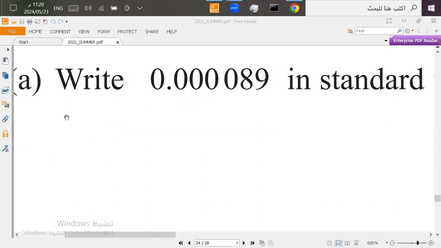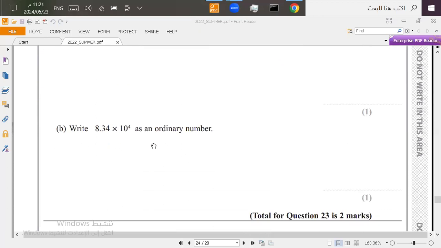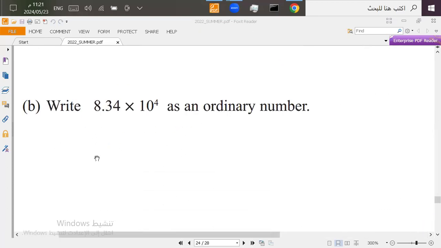Here. Write this as an ordinary number. Ordinary number means a number that doesn't have a 10 with a power. Just multiply it and you'll get it in the calculator. So 8.34 times 10 to the power of 4. And the answer is 834 with two zeros. So 83,400. This is the ordinary number of this number. Now let's move on to the next question.